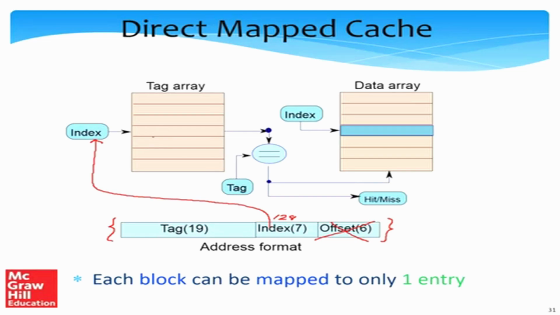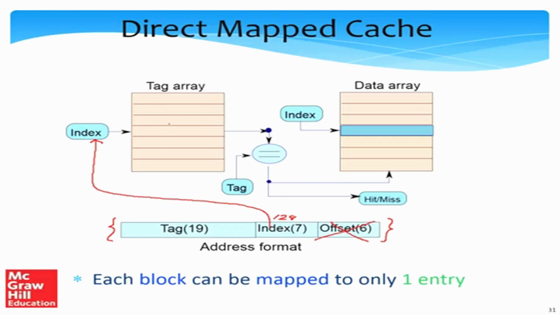Direct mapped cache means that a given block can reside in only one entry of the cache. Unlike a fully associative cache where it could reside anywhere, this can reside in only one entry. And how is that entry decided? We remove the block offset part, which is 6 bits in this case because it's a 64-byte block. We take the remaining bits. Why 7? Because our tag array has 128 entries and 128 is 2 to the power 7.